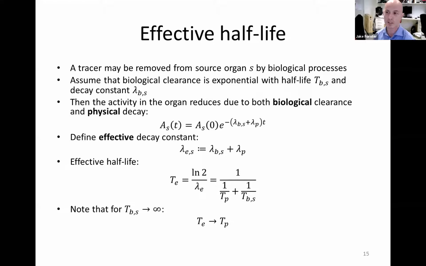And then we have to appreciate that the activity in the source organ will reduce due to both biological clearance and physical decay. And because of that, we have this effective decay constant. So in this event of two exponential processes happening at the same time, it's the decay constants which add. So we have an effective decay constant, which is the sum of the physical decay constant and the biological decay constant. And we can also define this effective half-life the normal way for an exponential. And we also note that in this case where biological clearance is very slow, or you have a long half-life for biological clearance, then the effective half-life is just essentially the physical half-life, which makes sense.